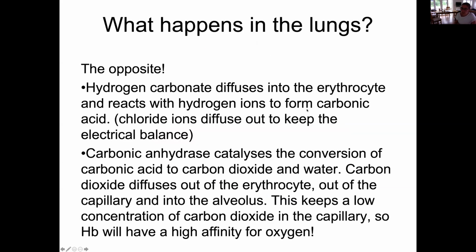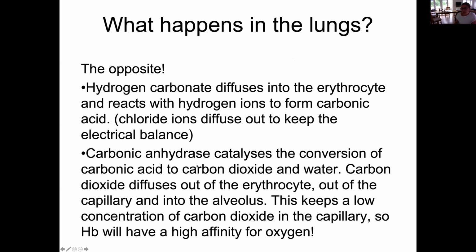Now, when our blood gets to the lungs, we don't want lots of our CO2 to be as hydrogen carbonate ions or bicarbonate ions. Remember, those two things are the same. So what we have is the opposite situation. The hydrogen carbonate diffuses into the erythrocyte, and it's going to react with the hydrogen ions to form carbonic acid. This time chloride ions are going to diffuse out to keep it balanced.